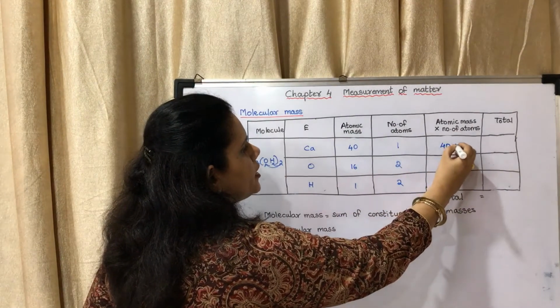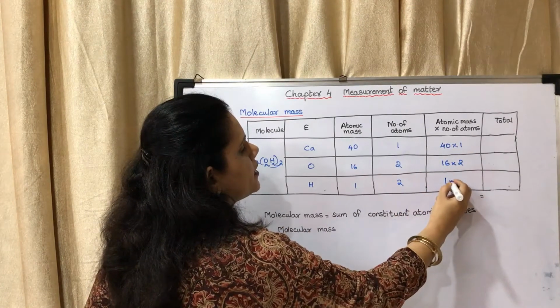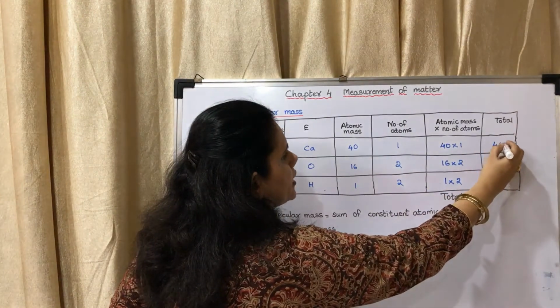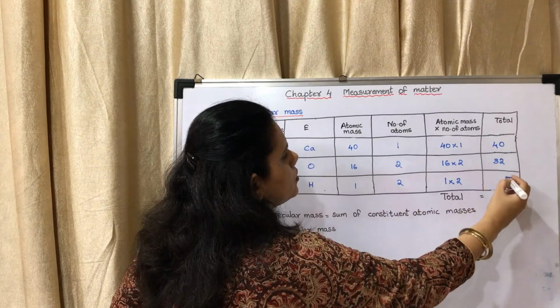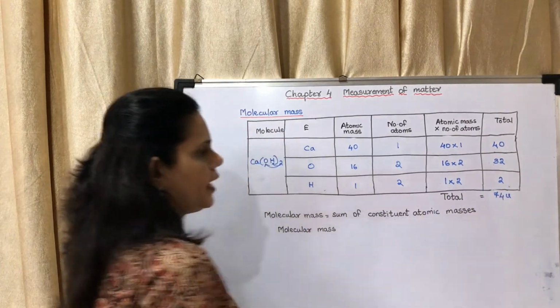This will be 40 into 1. This will be 16 into 2. This will be 1 into 2. Okay, so this will come to 40 plus 32 plus 2. The total will be 74 Dalton.